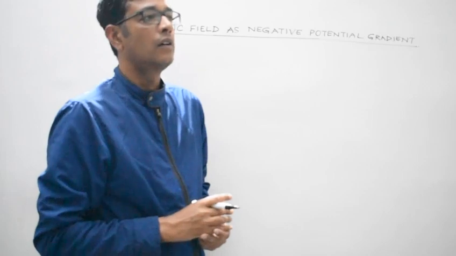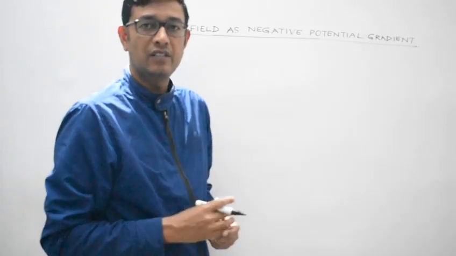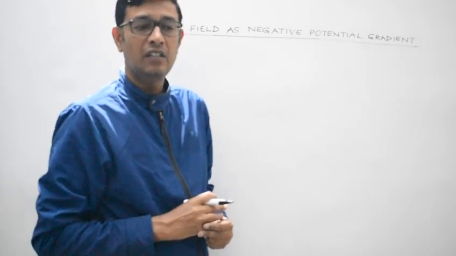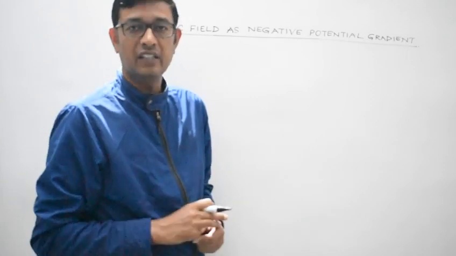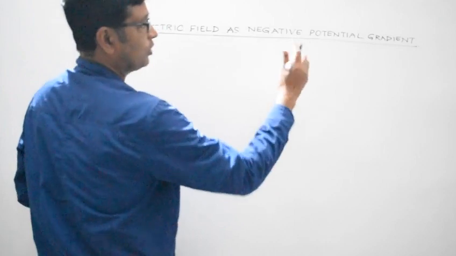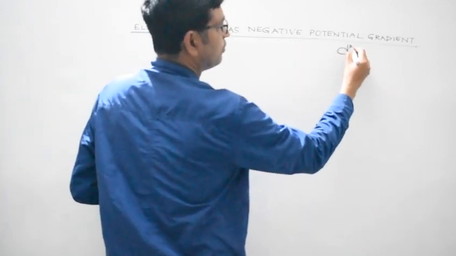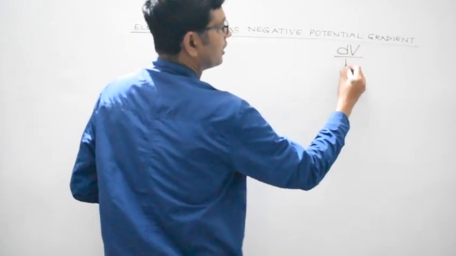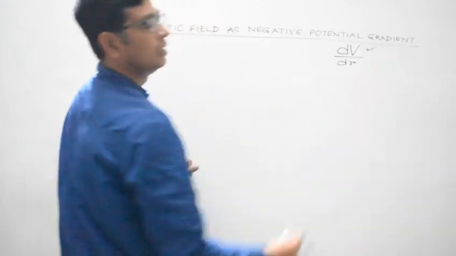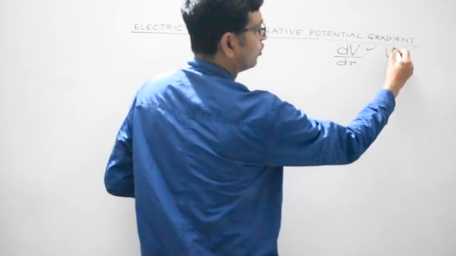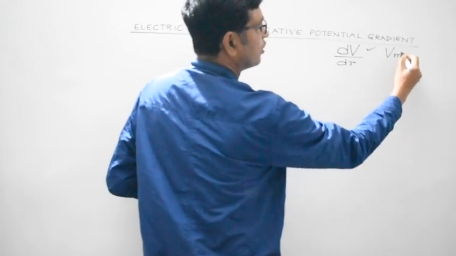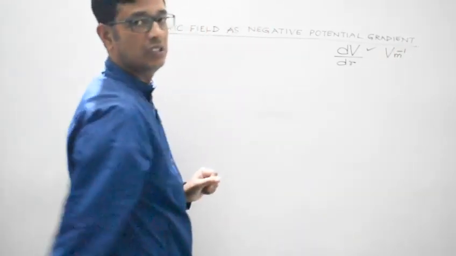Like in the case of temperature gradient, it is written as dT by dx. In the case of velocity gradient, it's dv by dx. Similarly, in the case of potential gradient, it is the variation of potential with respect to distance. That's potential gradient. So SI unit would be potential, it's volt, distance, it's meter. So SI unit of potential gradient is volt per meter.